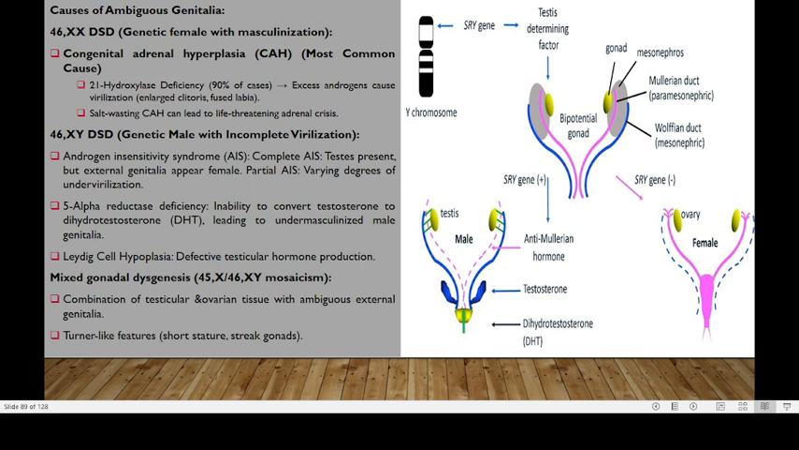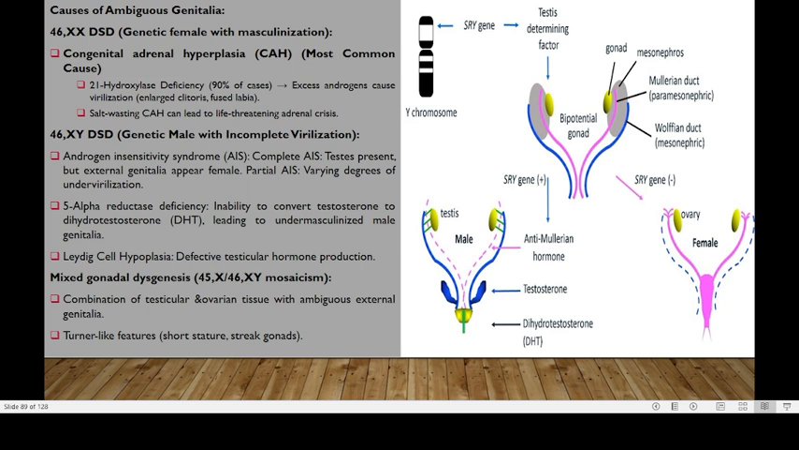You know, androgens are more associated with the male. So when this happens in a 46,XX, it will cause virilization, which is characterized by a large clitoris and fused labia, that will make the genitalia ambiguous, right? We also have salt wasting, which can lead to life-threatening adrenal crisis.